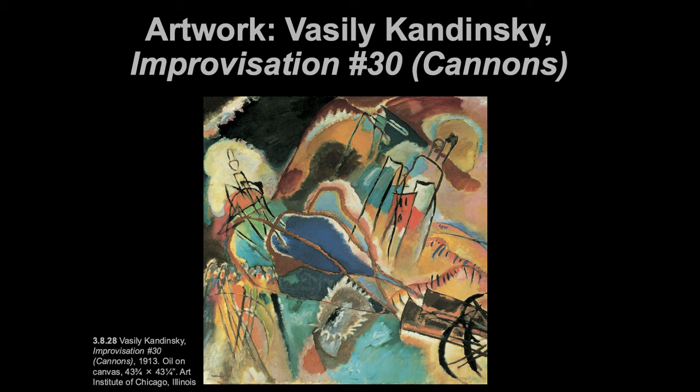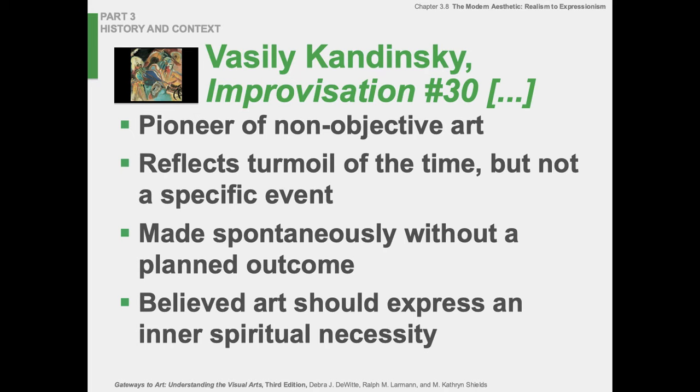He also gets involved in the Bauhaus and color theory and line theory and everything else. So he's kind of one of those people who started developing the elements and principles of art. He's responsible for that to a degree. So he's a pioneer of non-objective art. He's showing turmoil of the time, but not in a specific way. And he's making work spontaneously. And that spontaneousness affects the abstract expressionists and the rest of the modernists as much as anything else.